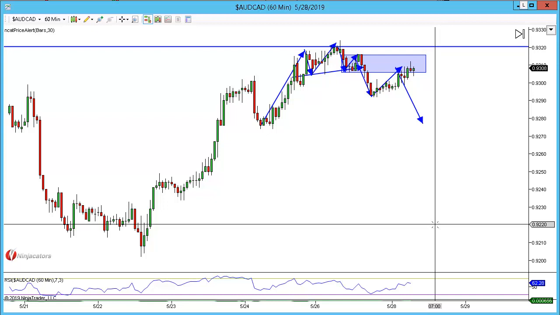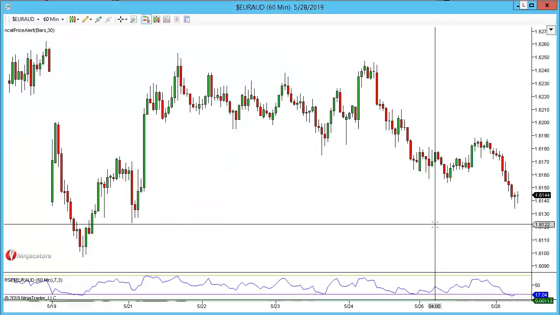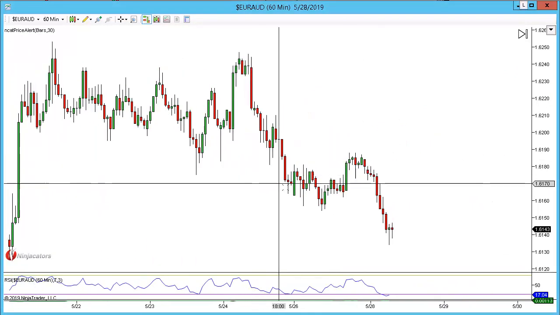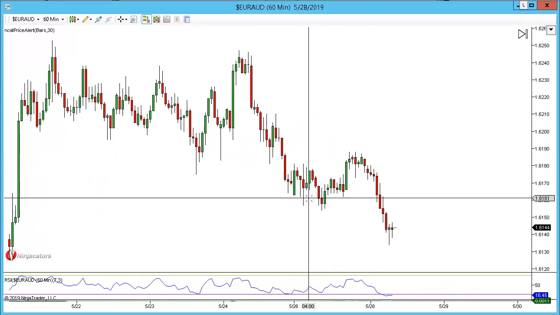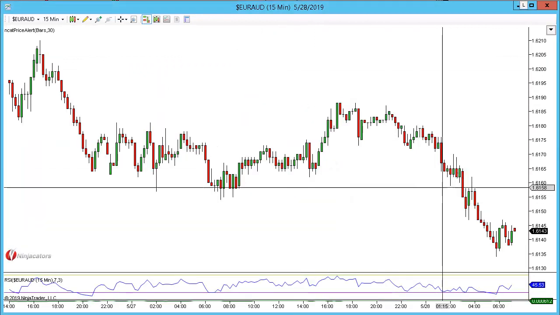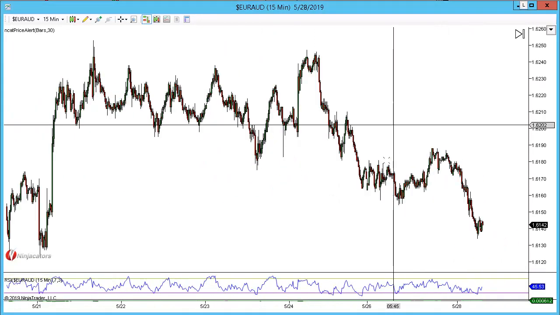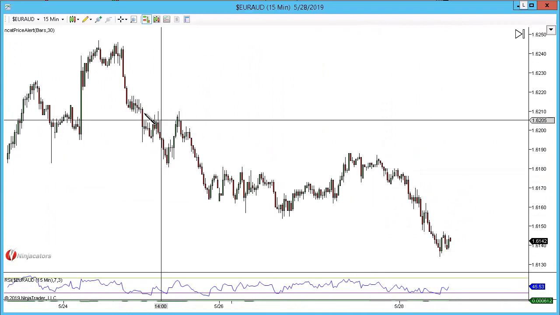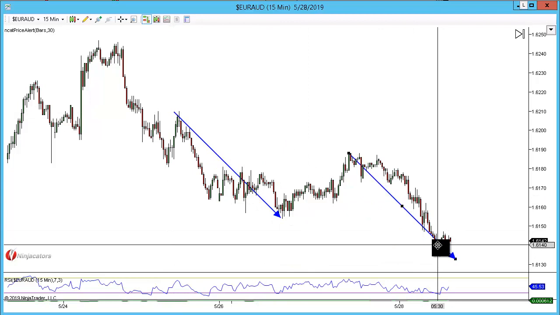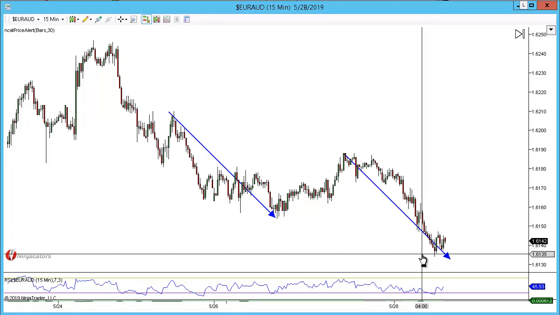Let's go and take a look at the Euro Aussie. Haven't written down what we're looking at on the Euro Aussie. Okay, what it was, a potential AB equals CD pattern. Let's go down to the 15. So all it was this, we had a move lower, we duplicated it, we've come into that zone.